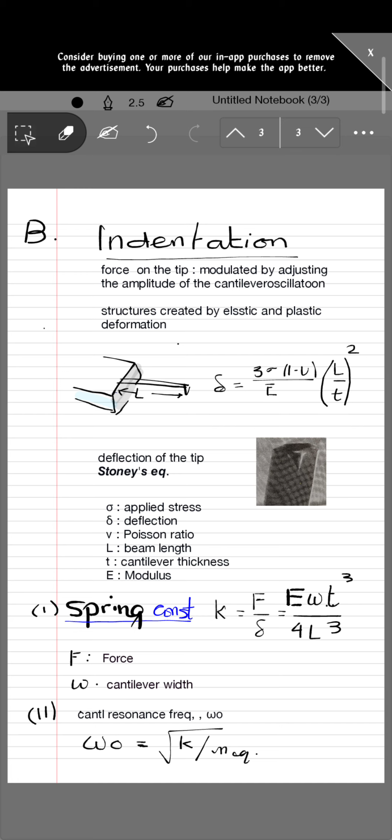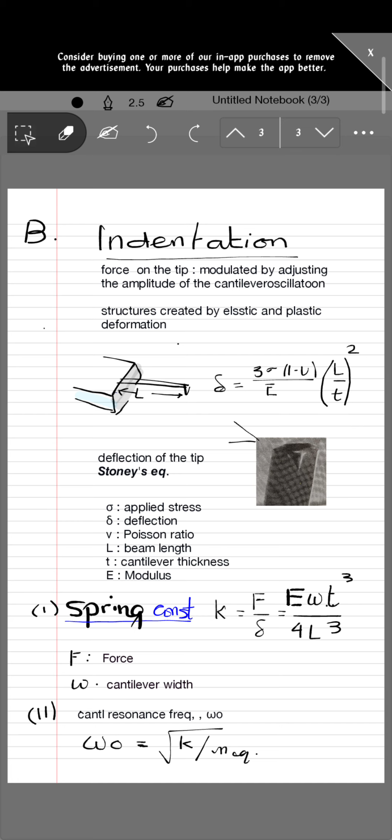Indentation is normally used to measure hardness or other mechanical properties, but the mechanism can be used as a lithographic technique, as the force applied on the tip can be modulated by adjusting the amplitude of the cantilever oscillations. This is similar to the AFM microscope tip. It also has a piezoelectric tip, which scans through the sample. This is the microscopic image of this tip.